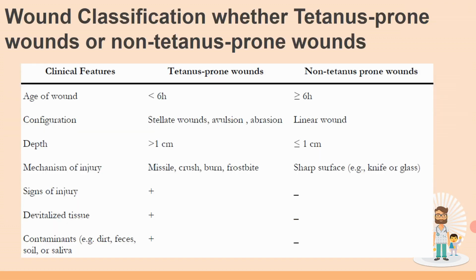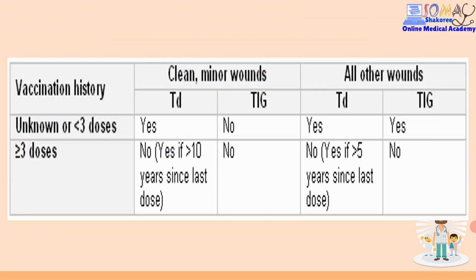Now, what to give? The first question you will ask yourself about tetanus: is the patient's wound clean? And this is the clean wound. Or does the patient have all other wounds, let's say the dirty wound, to make it easy. So the first step, I will check clean or dirty. The second step, I have to know whether this is an unknown immunization or an immunized patient. The third step, I have to take a decision to give tetanus toxoid or tetanus immunoglobulin.